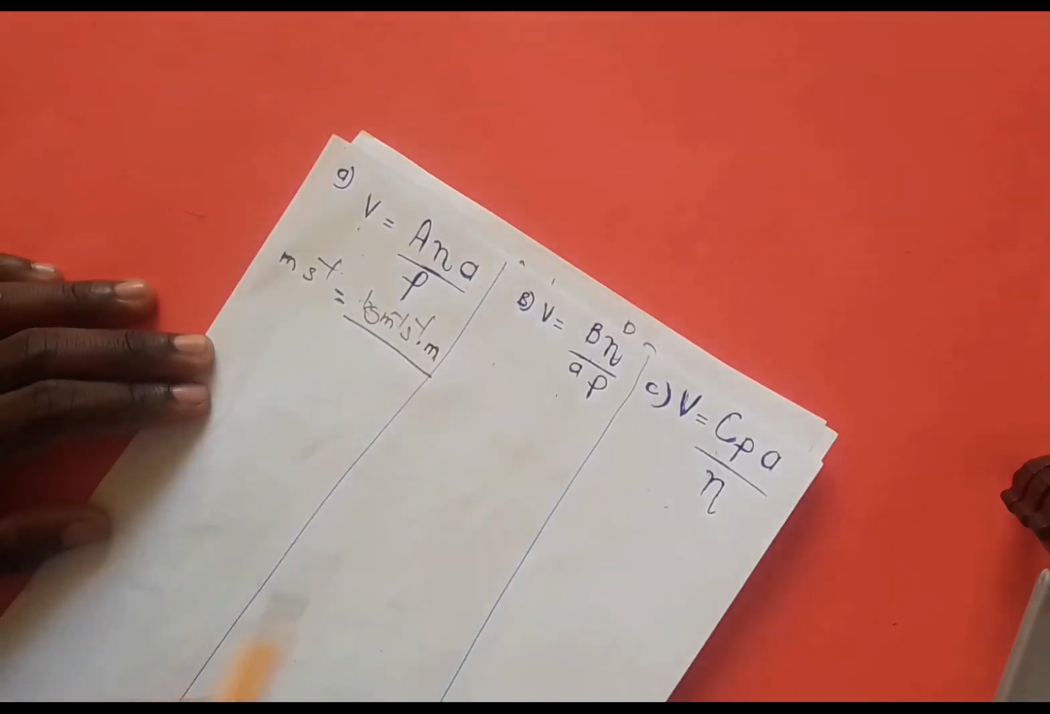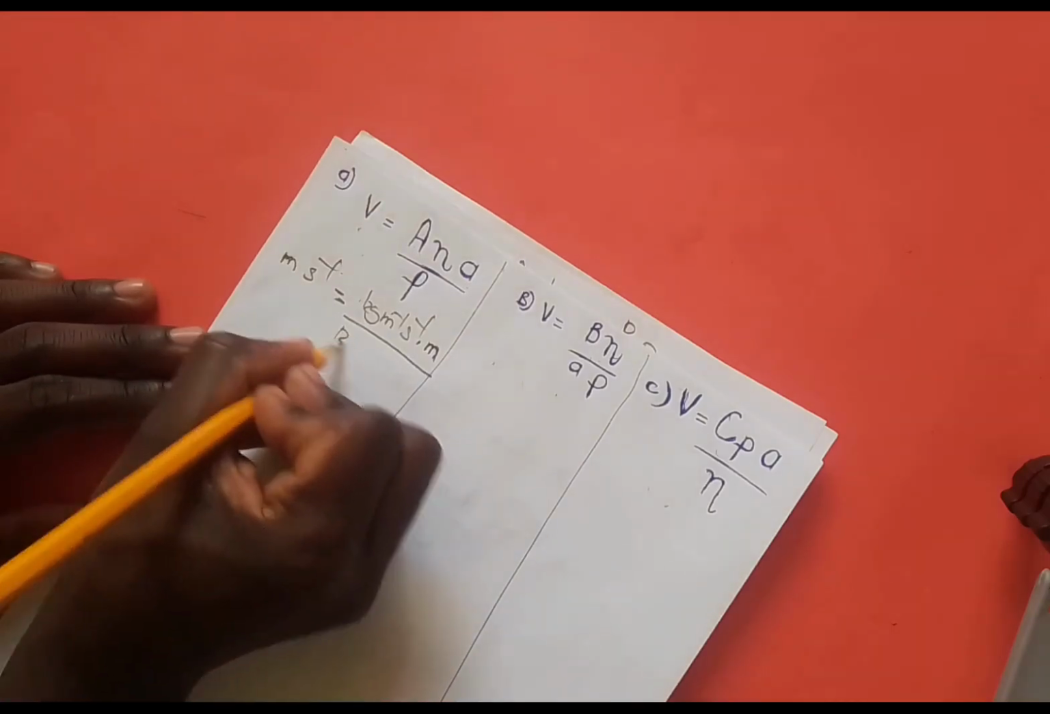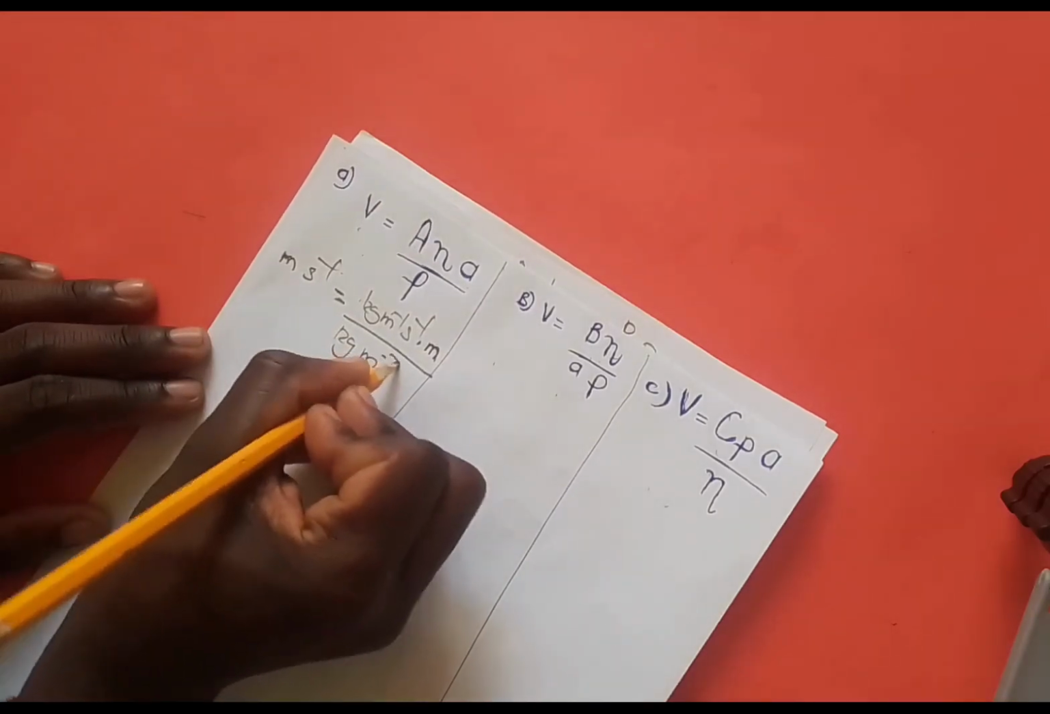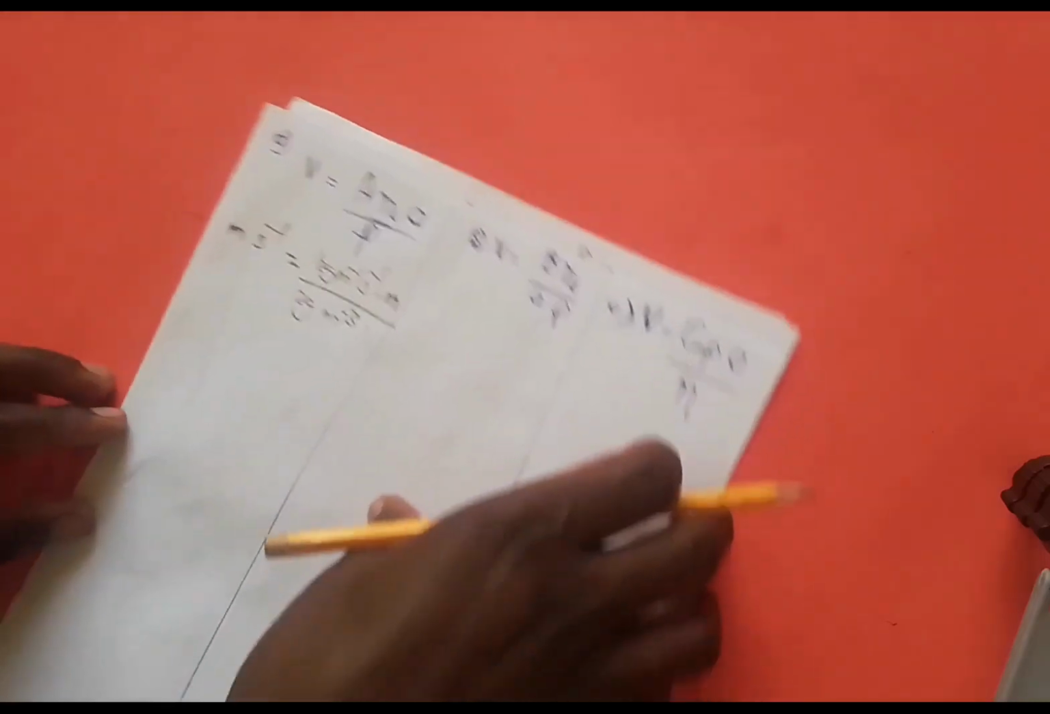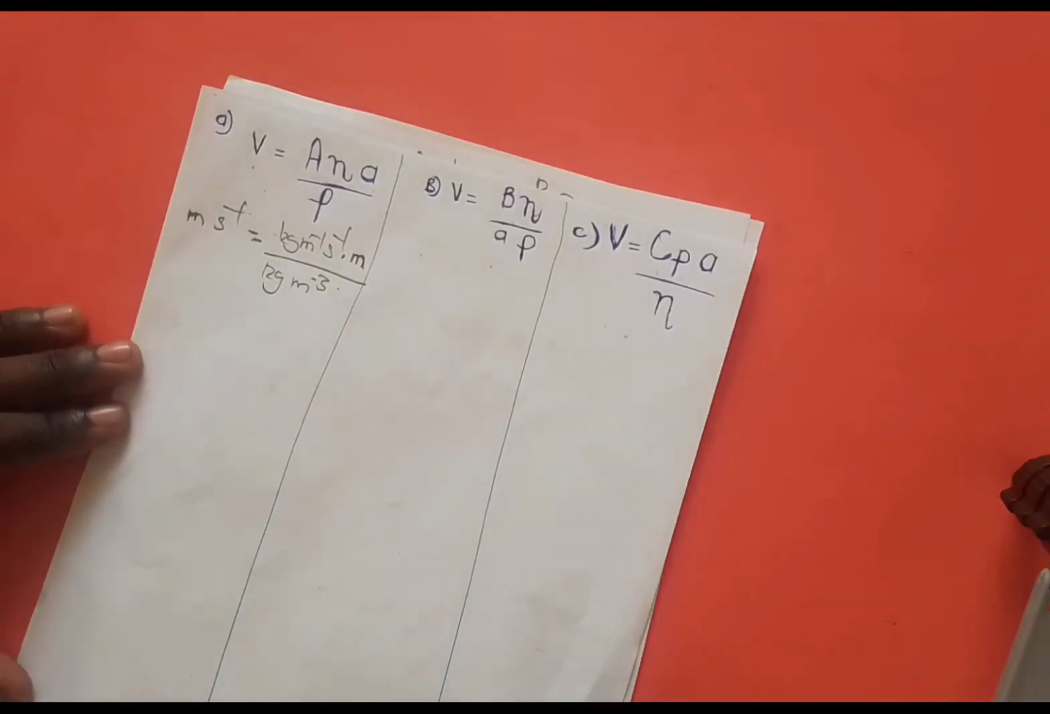Then rho, the unit for rho, density, obviously is kg per cubic meter, right? So this part is clear to everyone, right? We've only substituted the variables with their base units, so no simplification has been done yet. Okay, so let's start simplifying now.